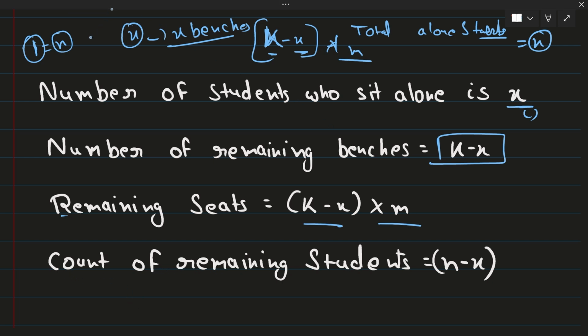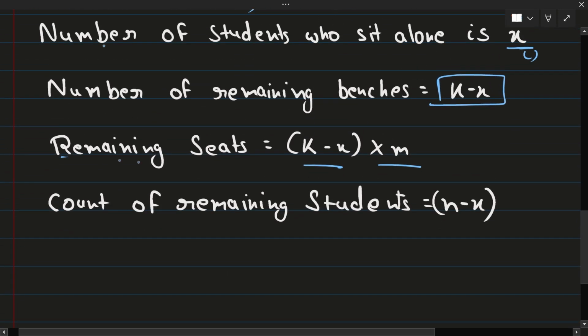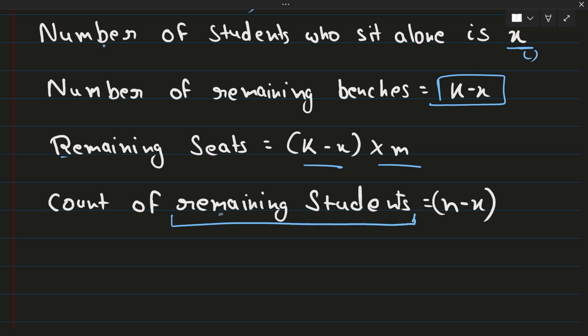So if x students are sitting alone, then n minus x students will be sitting together, not alone, right? They can be in a pair, or they can be sitting 3 together, 4 together, up to m, right? Now I have to make all these remaining students sit on the remaining seats, right?